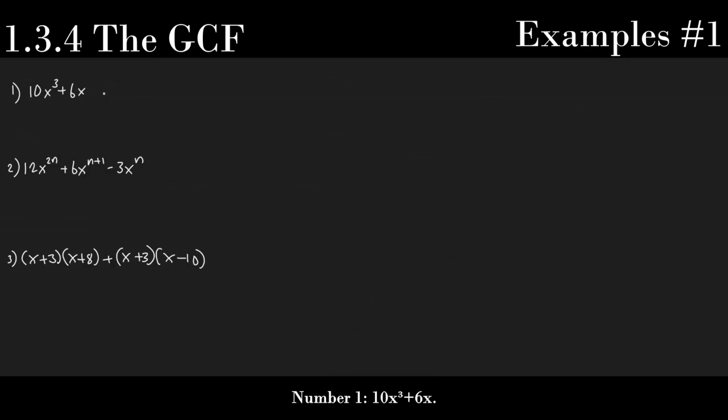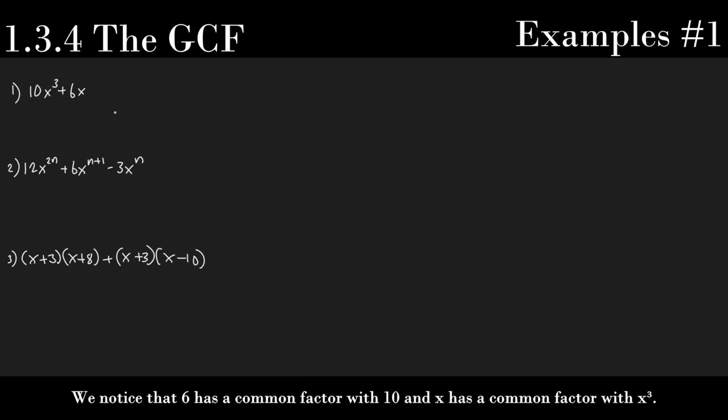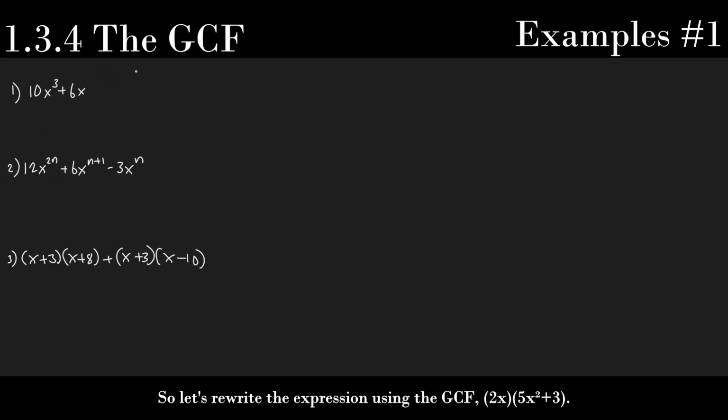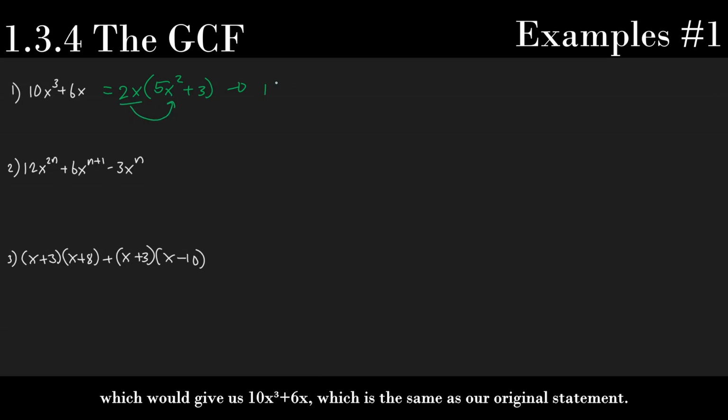Number 1, 10x cubed plus 6x. Since we want to find the GCF, let's start with the smaller degree term, the 6x. We notice that 6 has a common factor with 10 and x has a common factor with x cubed. So let's rewrite the expression using the GCF. So you have 2x times 5x squared plus 3. And if you wanted to check your work, you could simply distribute your outside component back on the inside, which would give us 10x cubed plus 6x, which is the same as our original statement.